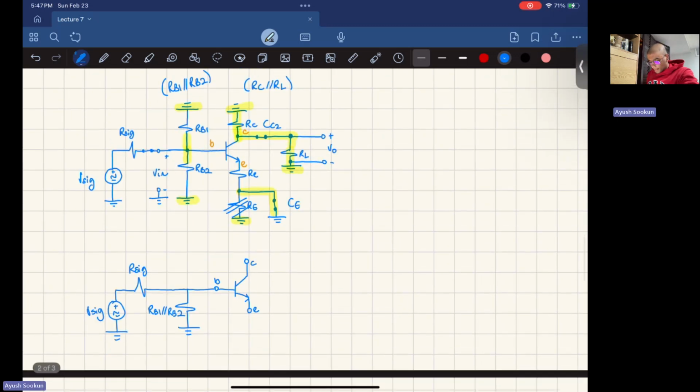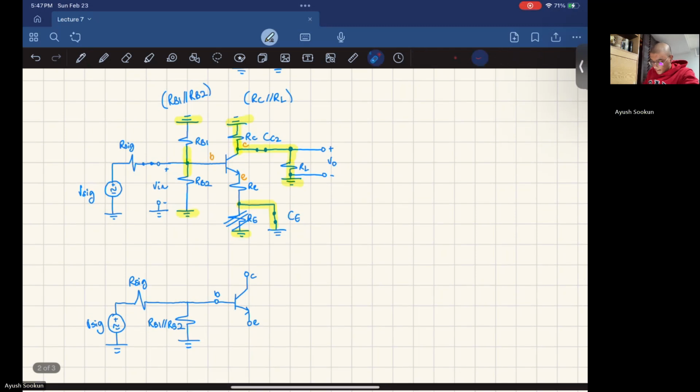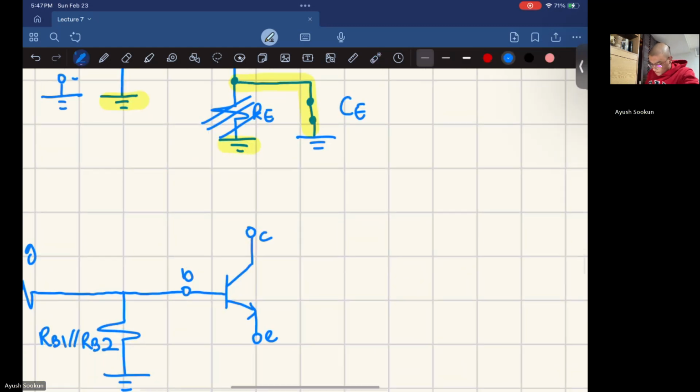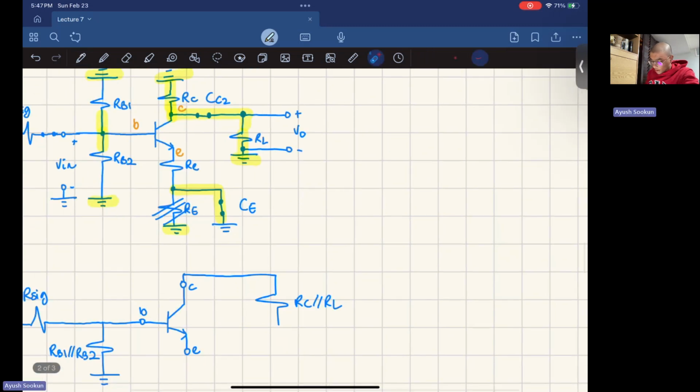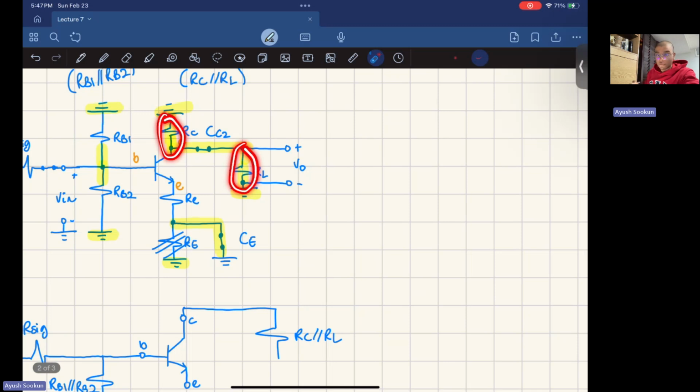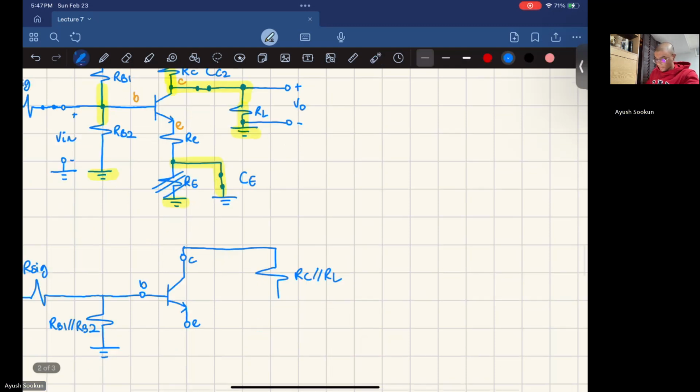There we go. And now if I look at my collector, this collector right here is connected to this resistor combination called RC parallel with RL. And the voltage across RL is the same across. Why? Because they're in parallel. So this V out, it doesn't matter where I take it from. I take it from here. It's the same thing because they're in parallel.